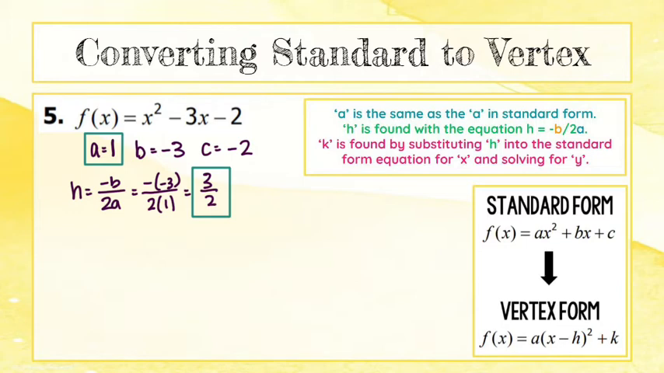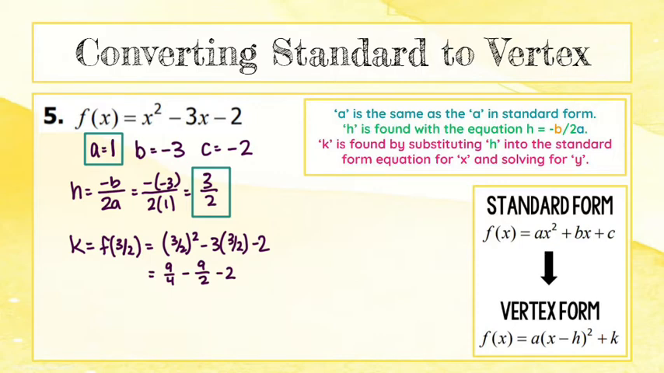And then we want to find K, so we have to do f of 3 halves. And that is going to look like 3 halves squared minus 3 times 3 halves minus 2. So this is going to equal 9/4 minus 9/2 minus 2. You can type all that in your calculator if you want, however you want to do it, but you should get negative 17/4 as your K value.